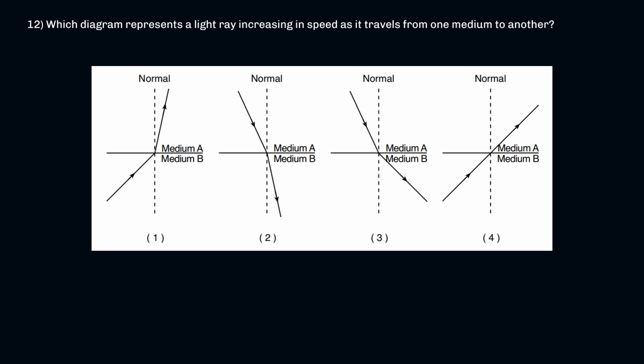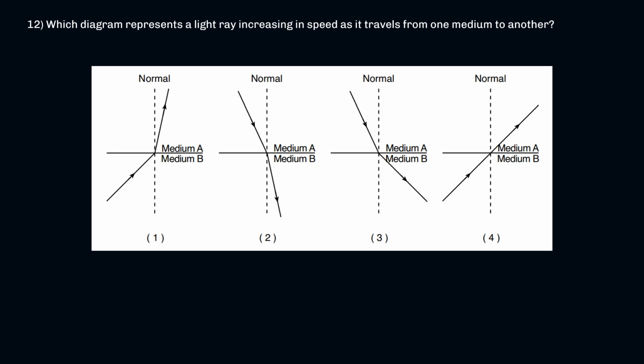So example number 12, the final multiple choice one here: which diagram represents a light ray increasing in speed as it travels from one medium to the other. So with all of these, when you have a light ray that increases speed, it is going to move away from my normal line. If it decreases in speed, it is going to move towards my normal line. So which answer choices are going to show this increase in speed?